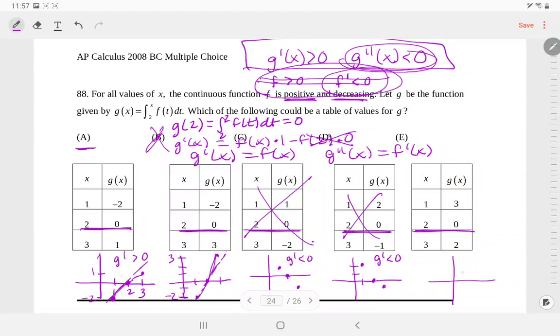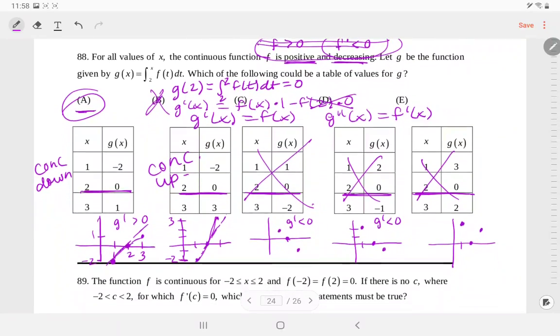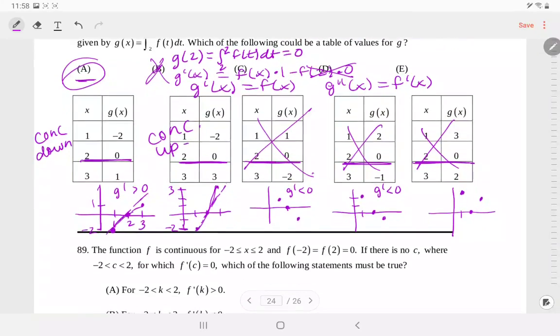Let's see this one, 1, 3, 2, 0, 3, 2. Oh, cool. No, it's not always decreasing. So this one was bad because of concavity. This was concave up, and this was concave down. If you want to redraw A to scale, you'll really see the concavity that it bends up compared to a straight line. Okay, so that's 88, and 88 is A.